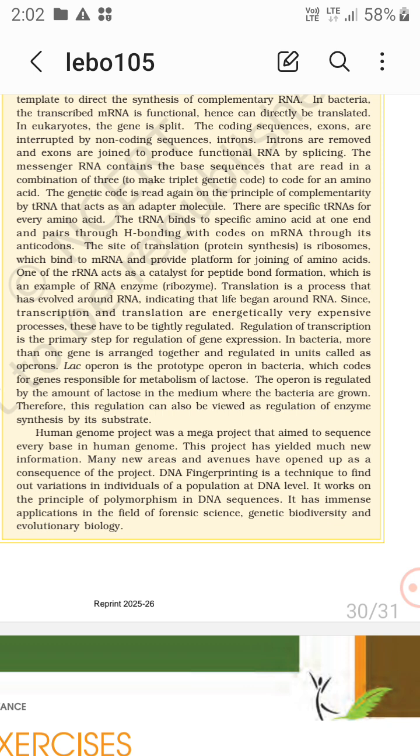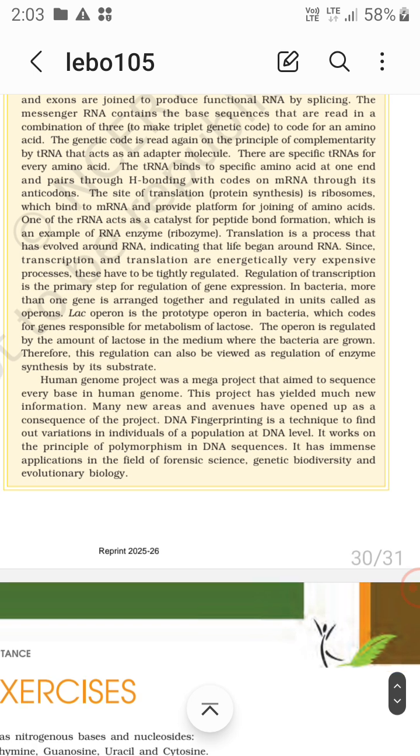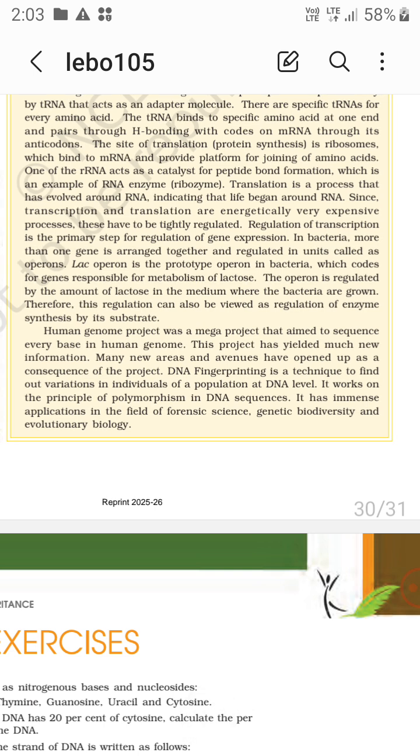In bacteria, more than one gene is arranged together and regulated in units called operons. The lac operon is a prototype operon in bacteria which codes for genes responsible for metabolism of lactose. The operon is regulated by the amount of lactose in the medium where the bacteria are grown. Therefore, this regulation can be viewed as regulation of enzyme synthesis by its substrate. See, the more substrate is present, the lesser will be the formation of enzyme, and the less the substrate, the more will be the formation of enzyme.